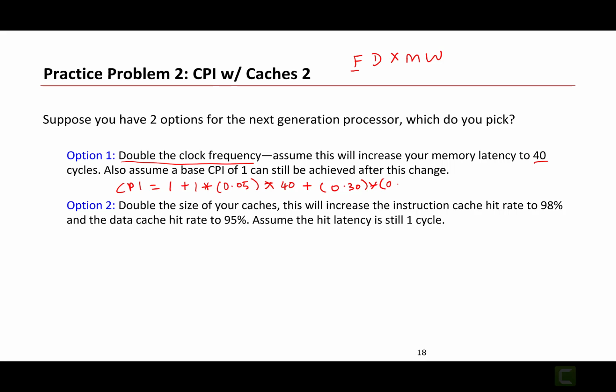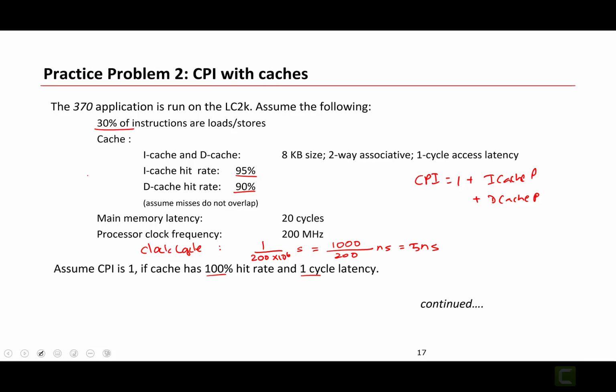So 10% of all the loads and stores miss the cache and go to memory. And if you go to memory, it's going to cost you 40 cycles. Alright, so you may have noticed an inconsistency here with respect to the main memory latency being 40 cycles. In the previous slide, we said in the baseline it is only 20 cycles.